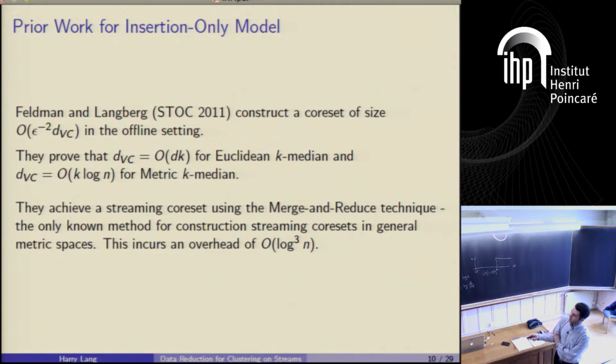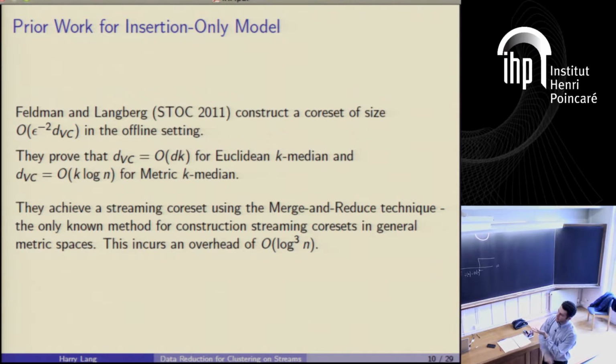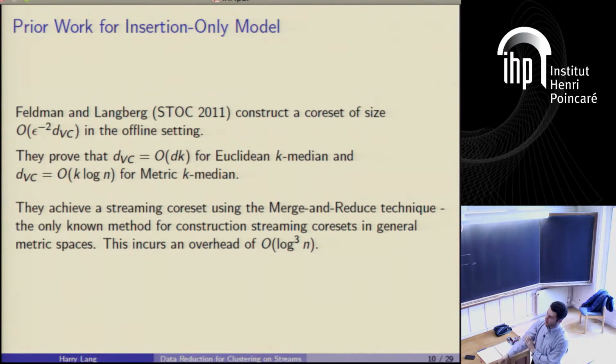they get, in general for metric k-median, 1 over epsilon squared times k log n. So using just the merge and reduce technique, they incur an overhead. You just take the exponent on the epsilon and then add 1. So this incurs an overhead of log cubed.